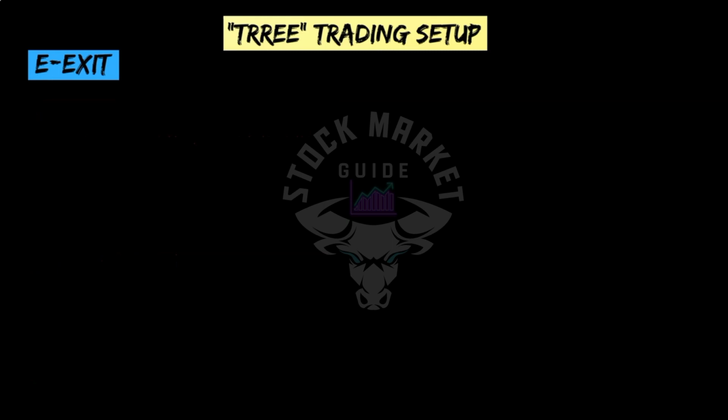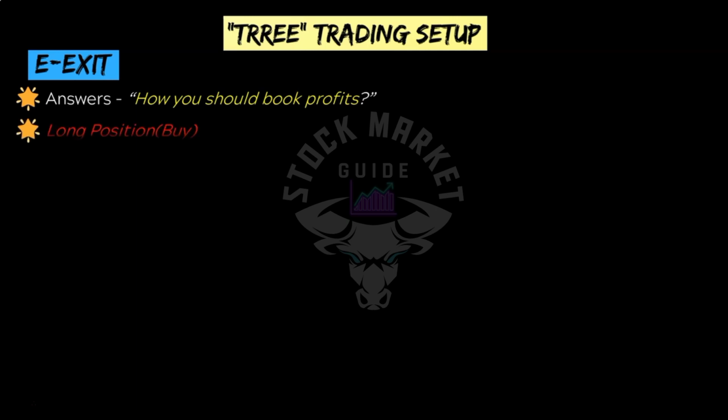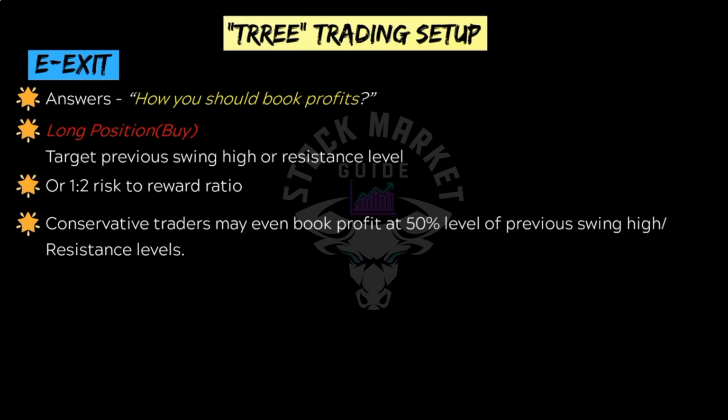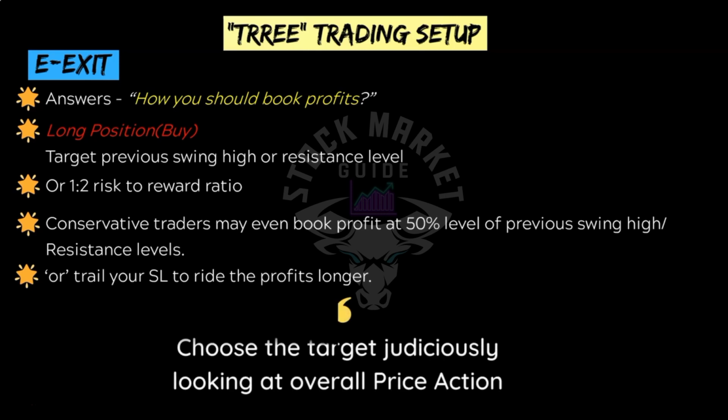Then last step 5 is E, that is exit. So friends, final step and important step in any trade is exit. If you are into a long position, then you should ideally target previous swing high or resistance level, or you can even go for 1:2 risk to reward ratio. Now conservative traders may even book the profit at 50% of the level of previous swing high or resistance levels. You can even trail your stop loss to ride the profits higher.